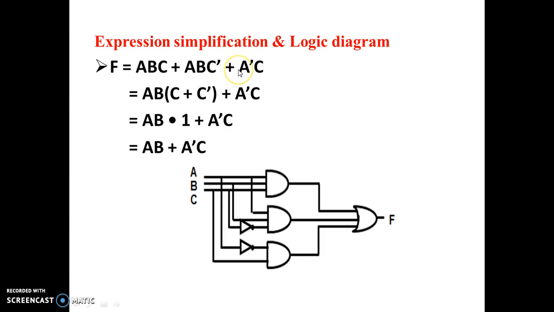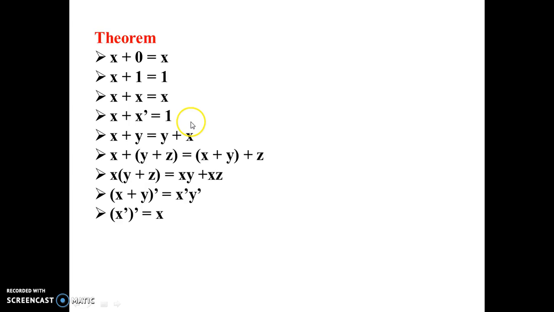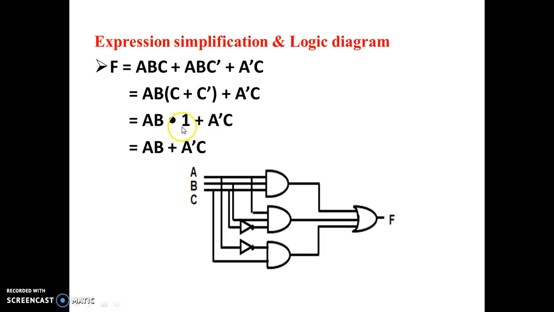So this is the expression we have to solve, that is F is equal to ABC plus ABC dash plus A dash C. That means AB is common to both these terms, so we take AB as common into C plus C dash, plus A dash into C. So C plus C dash is equal to X plus X dash equal to 1, no? So AB into 1 plus A dash into C. So AB plus A dash into C.